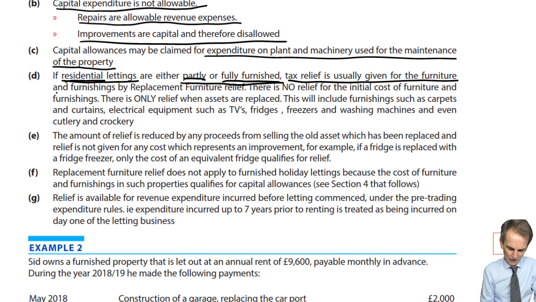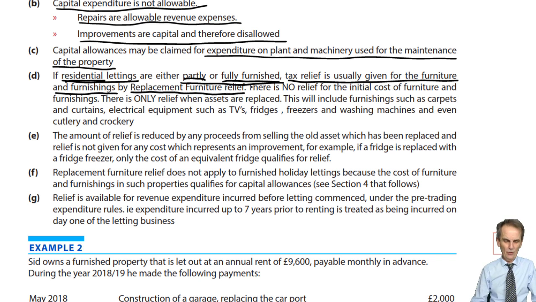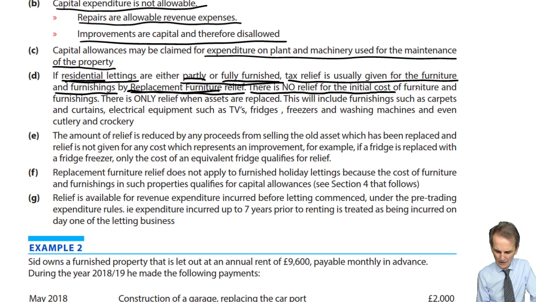If we've got residential lettings and they're either partly or fully furnished rather than unfurnished, then tax relief is usually given for the furniture and furnishings by, here's a lovely term, replacement furniture relief. Now, it's a little bit complicated, and it will take a little bit of time for you to study and to work through on examples to make sure you've got your head around it. What does this mean? Replacement furniture. Well, there's the first point. There is no relief for the initial cost of furniture.